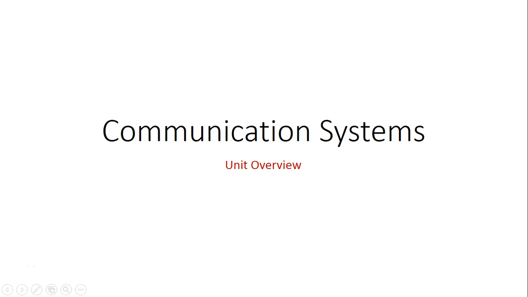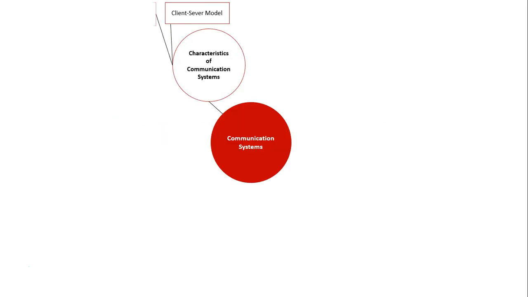We're now going to take a look at the third core topic of the Information Processes and Technology syllabus, communication systems. This unit overview will once again be presented in a mind map format. The first area we're going to look at is characteristics of communication systems.